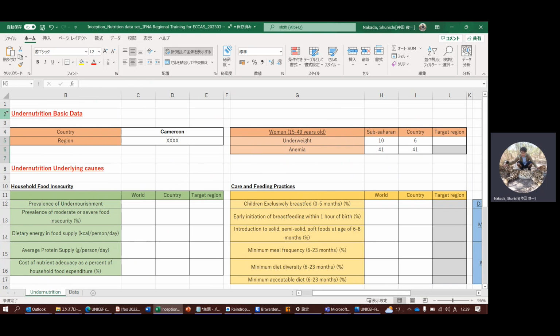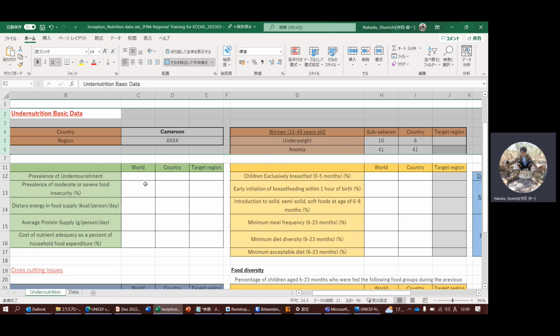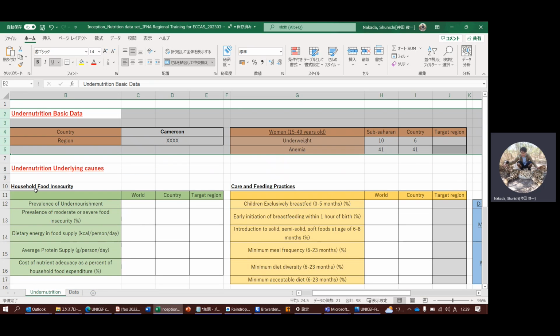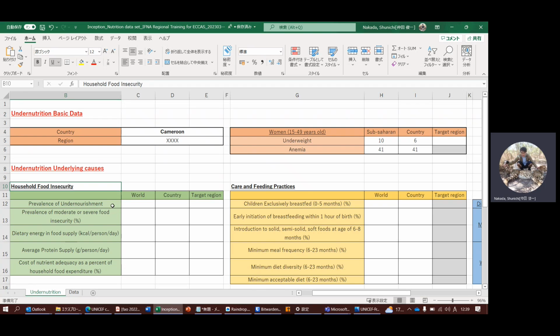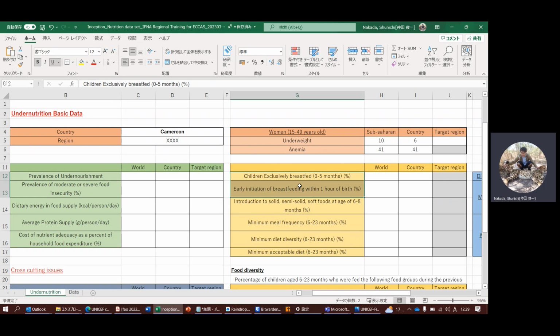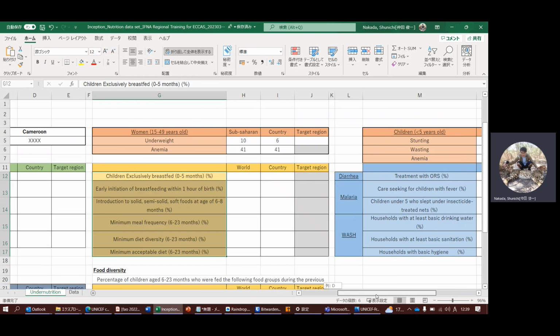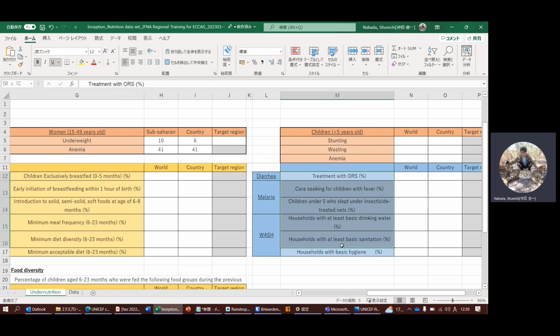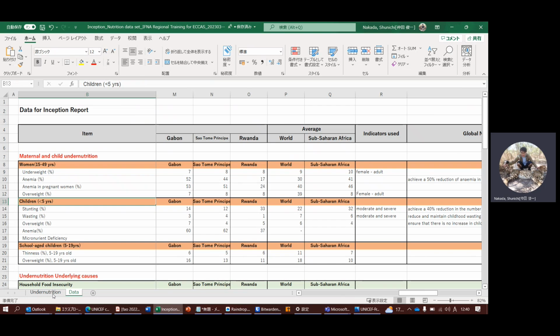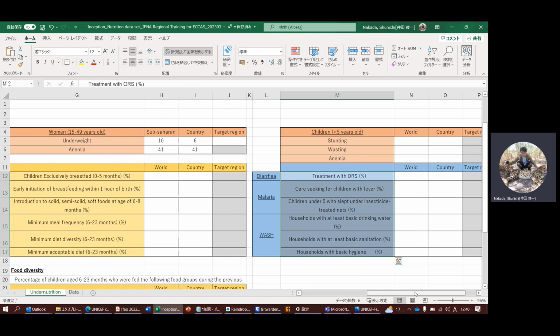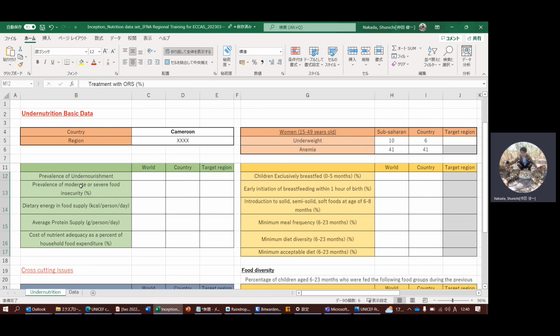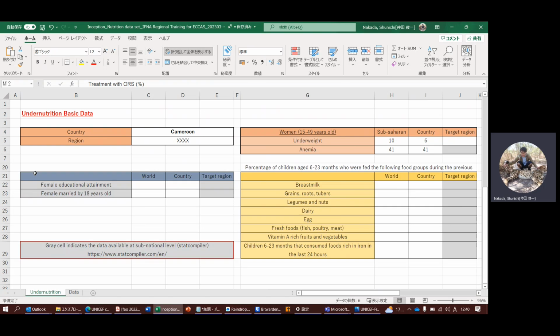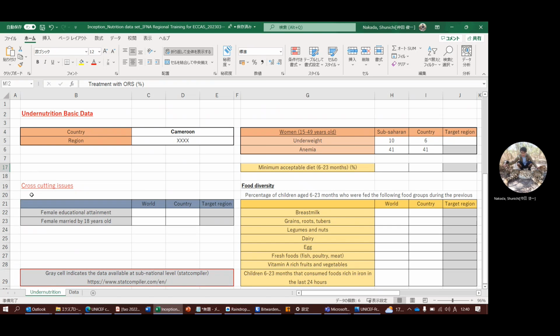After you fill in the status of undernutrition, then you can move on to the 3 underlying causes: household food insecurity, and its indicators are listed here; care and feeding practice at the household, and these are the data items you need to collect; and lastly, household environment and health service. This is the data category you are going to collect from this data set. After you fill in the underlying causes, then you can fill in supplemental data.